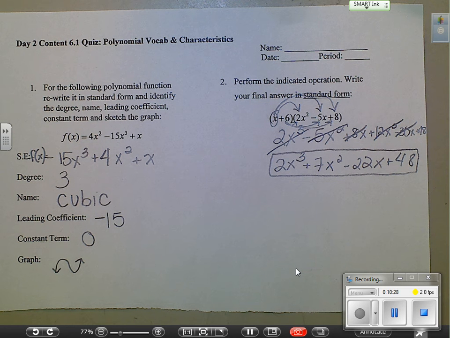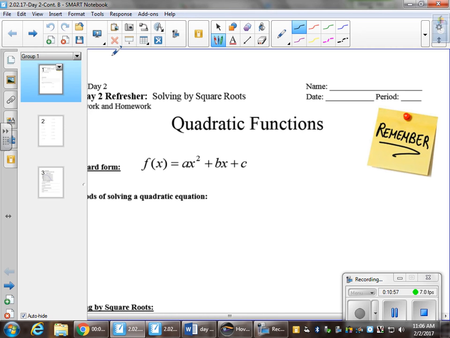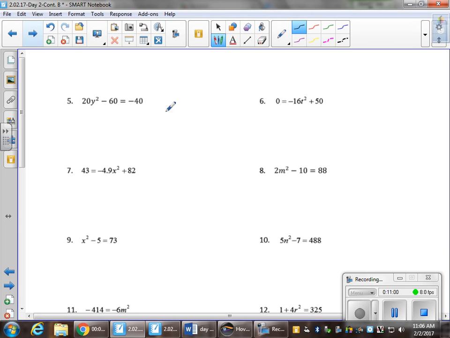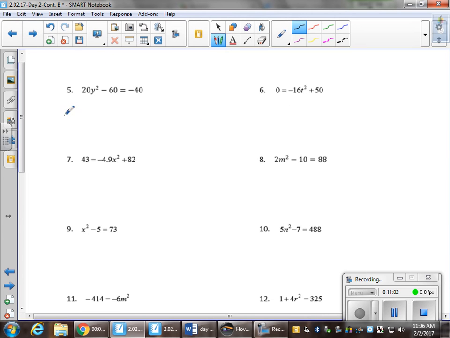I am after school today and tomorrow during D period if you want to retake it. Okay? Right now we're taking out our workbooks and we're going to finish. We left off on number 5 on the day 2 refresher, so we're going to finish that during class. Okay? Yes, I'll show you. It looks like this. So I think we left off here.